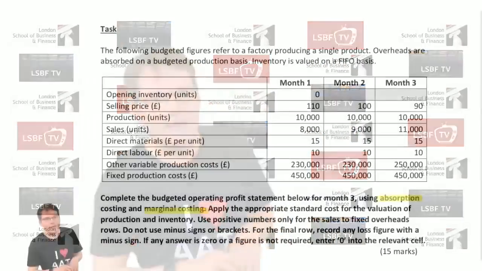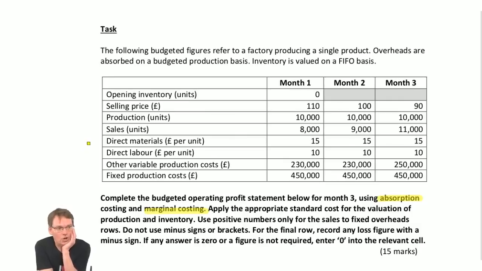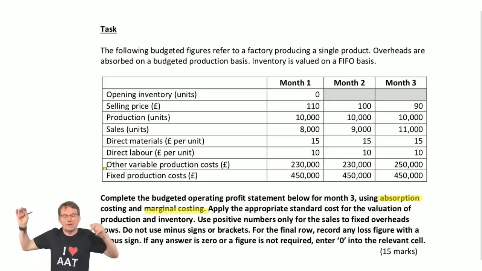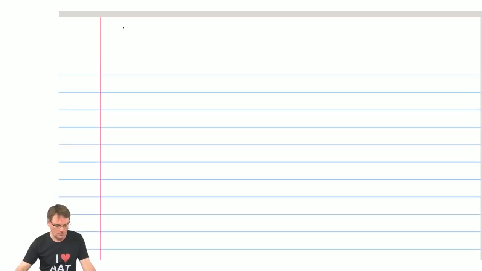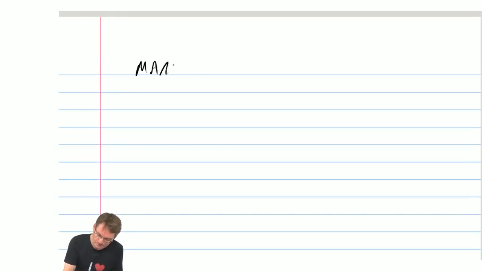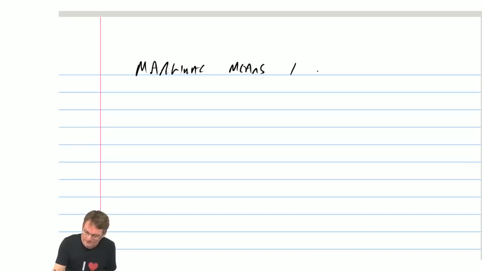Now, I remember as a student getting really confused between marginal costing and absorption costing when I first learnt this. And I remember the lecturer, who's obviously losing patience with me, said, look, David, marginal simply means one more. Marginal means one more, one extra.